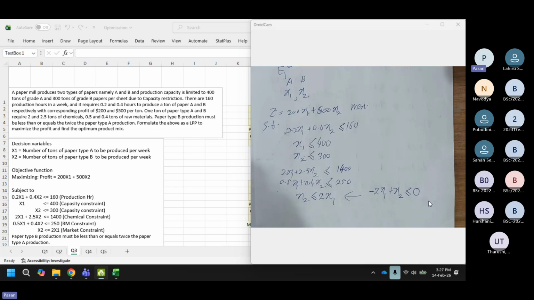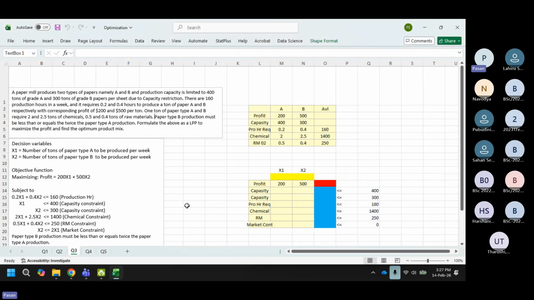Once I have this additional part here, now let's try to input that into the question here.